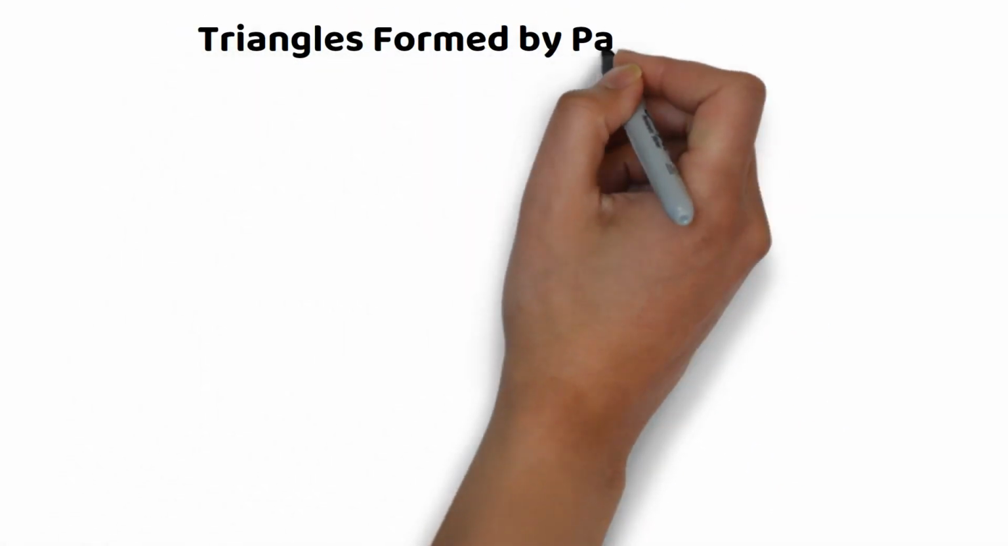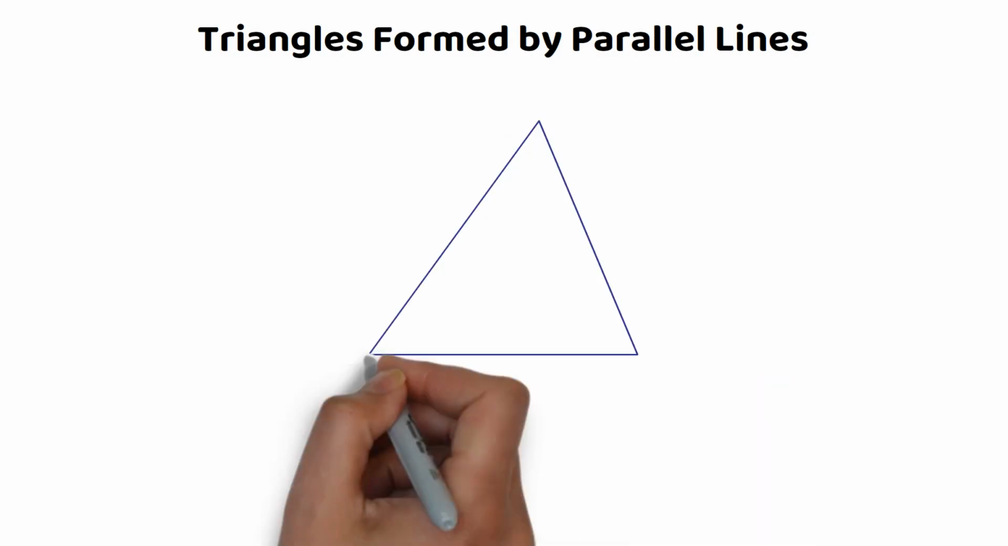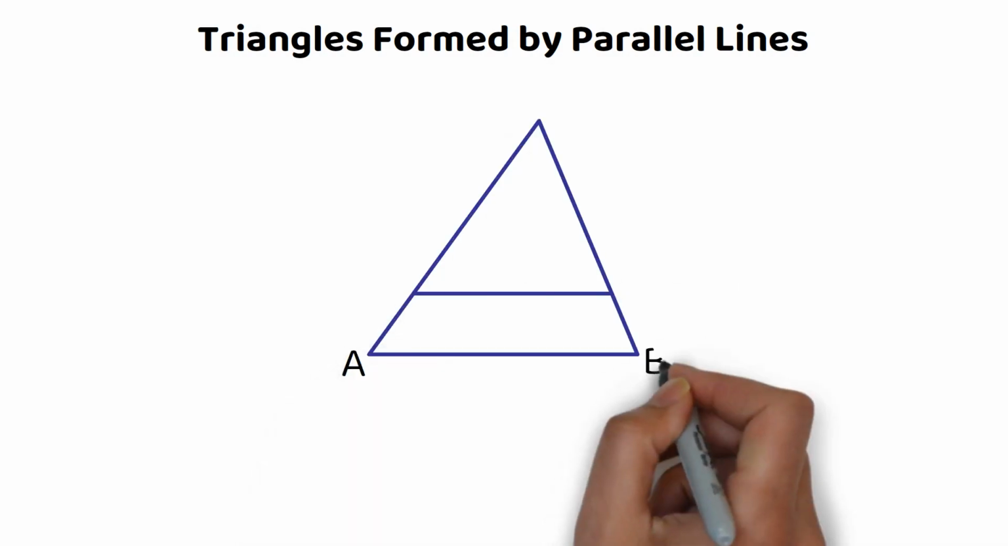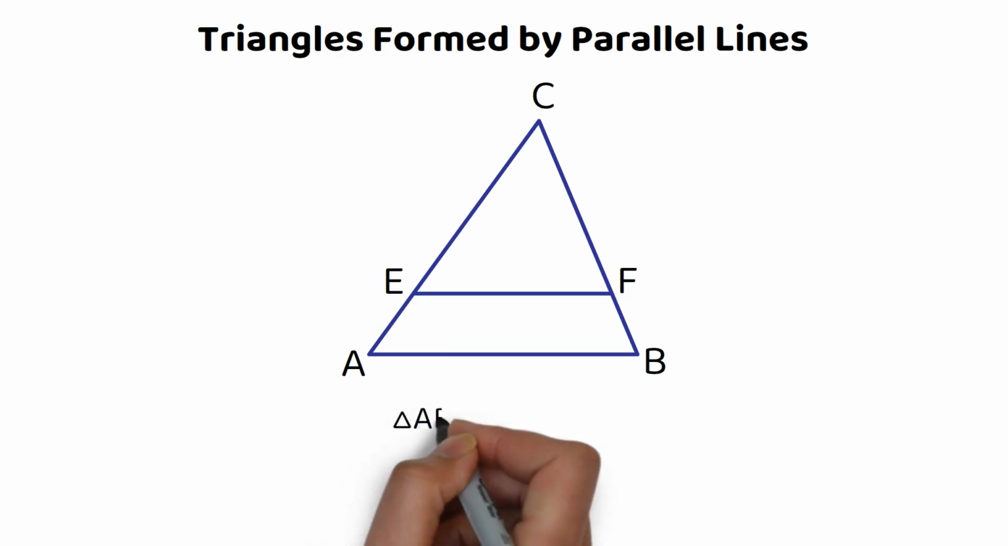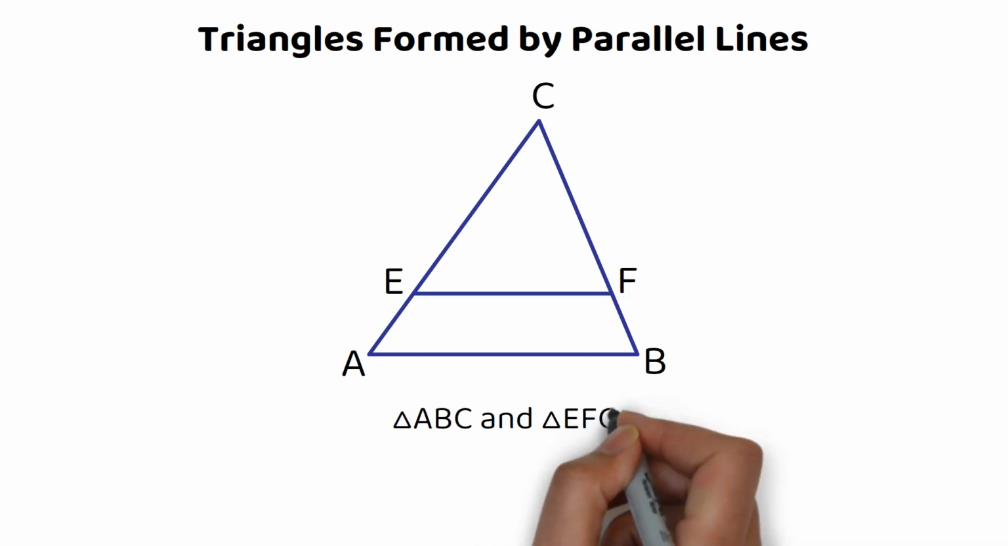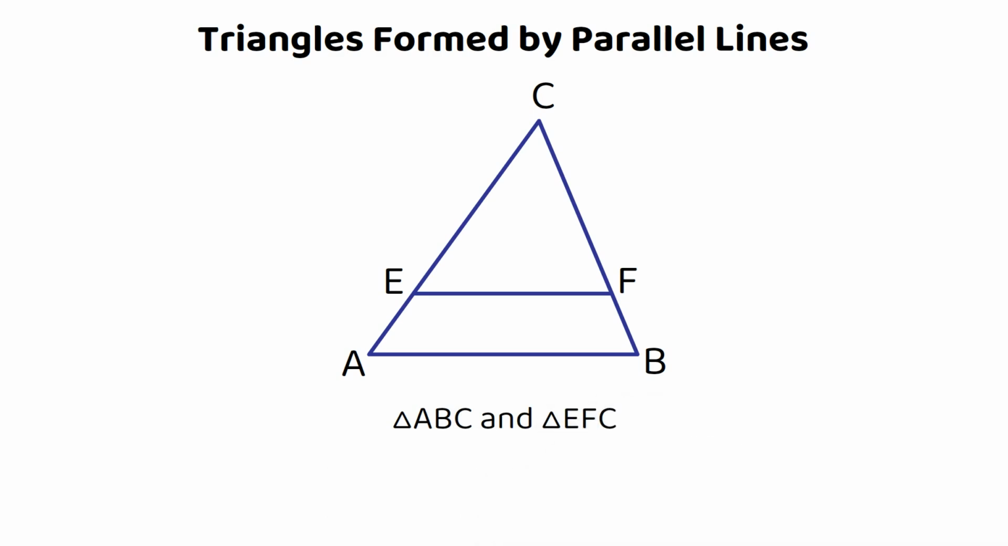Triangles formed by parallel lines. Let's have a triangle with vertices A, B, C, and we draw a parallel line from one of the sides of the triangle that cuts the triangle at points E and F, and produces a triangle within a triangle. The triangles ABC and EFC, let's say they have the same angles.